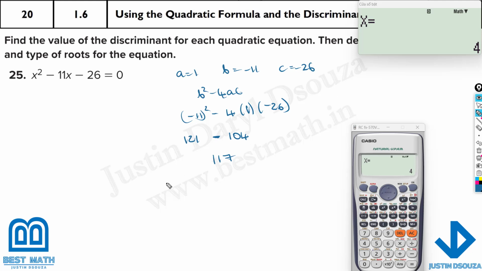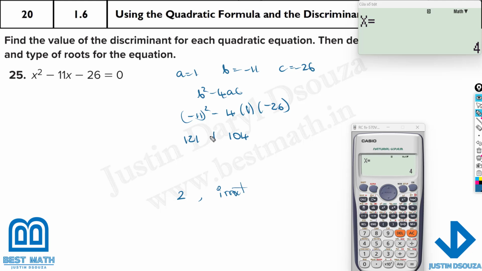Now discriminant is done. What is the final answer? There will be 2 roots, and they're irrational. Why? Because it is not a perfect square. Now, I made a mistake. There's minus and minus, it's plus. I just realized that the answer I had written is wrong.